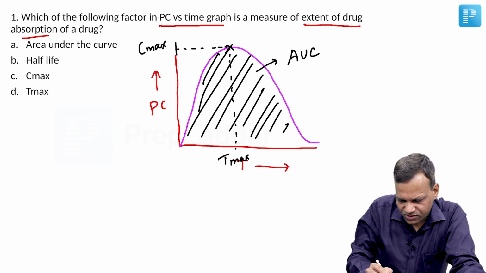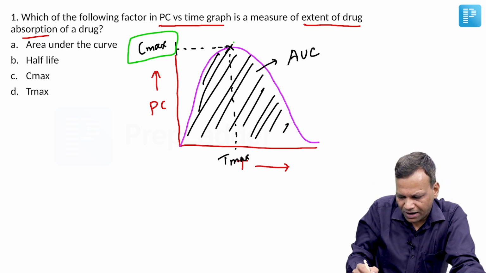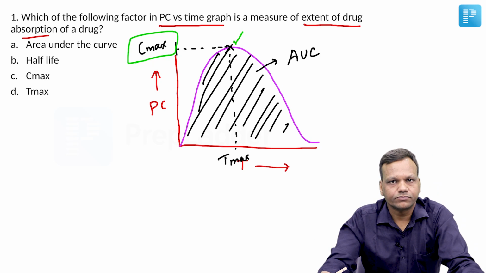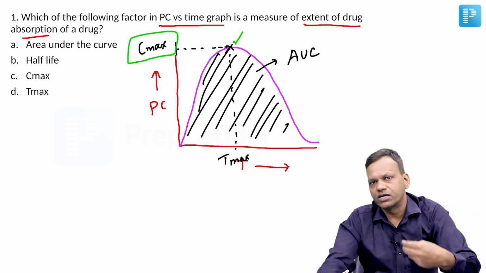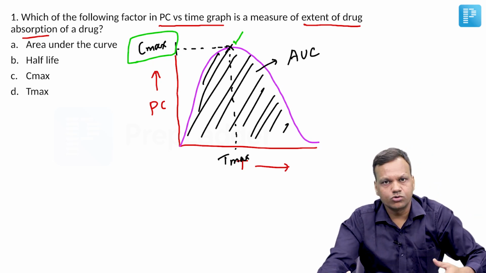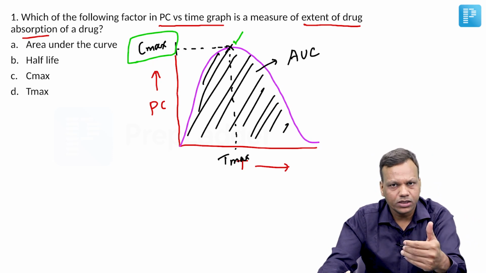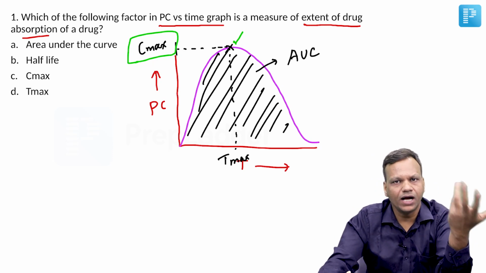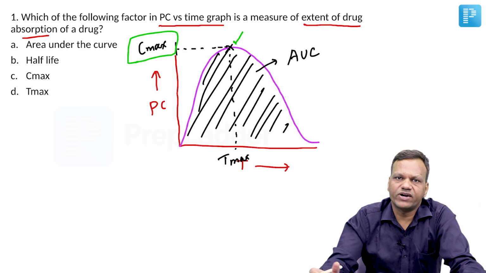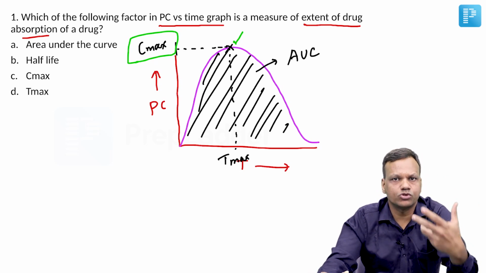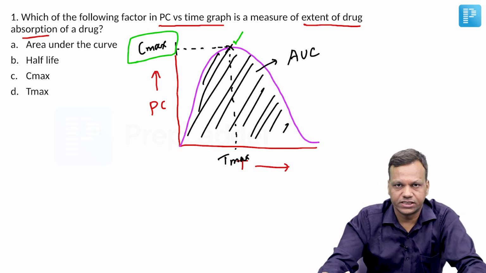First of all, Cmax is the maximum plasma concentration. So obviously it will depend upon what dose we are giving. If we have given a dose of 100 milligram, it may be lower. If we give 200 milligram, it will be higher. So Cmax will depend upon the dose of the drug. According to the dose you have given, Cmax will change.